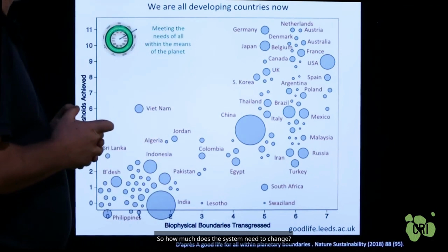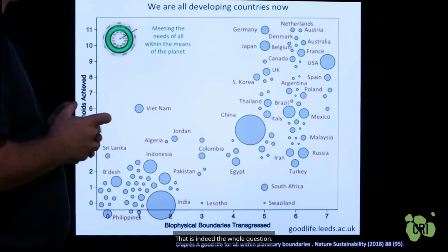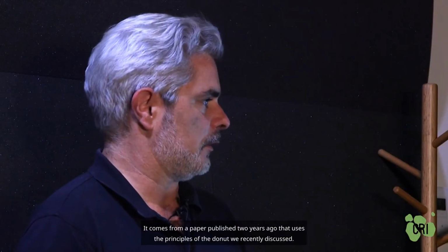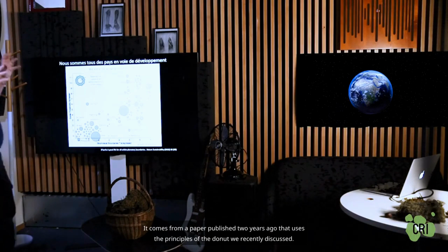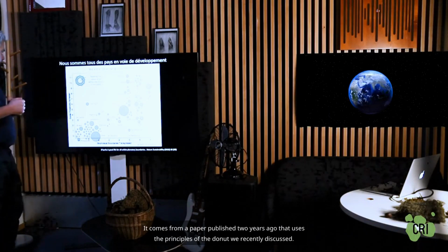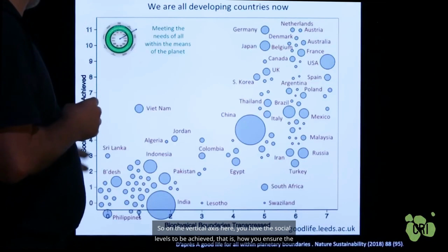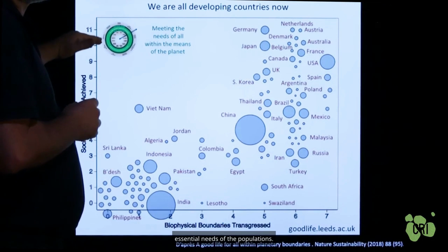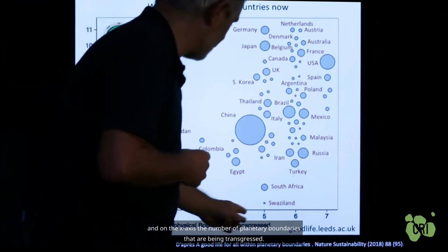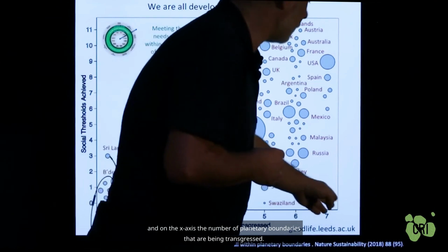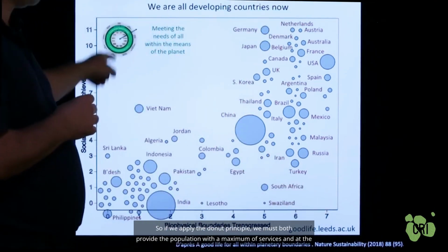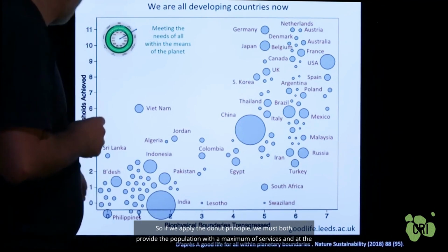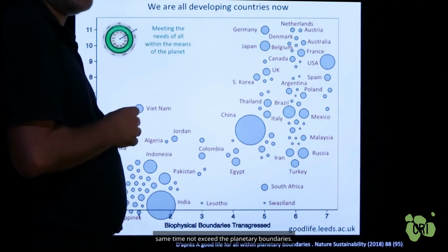So, how much does the system need to change? That is indeed the whole question. This figure illustrates a way to frame the problem. It comes from a paper published 2 years ago that uses the principles of the donut we recently discussed. So on the vertical axis here, you have the social levels to be achieved, that is, how you ensure the essential needs of the populations. And on the x-axis, the number of planetary boundaries that are being transgressed. So if we apply the donut principle, we must both provide the population with a maximum of services and at the same time not exceed the planetary boundaries.